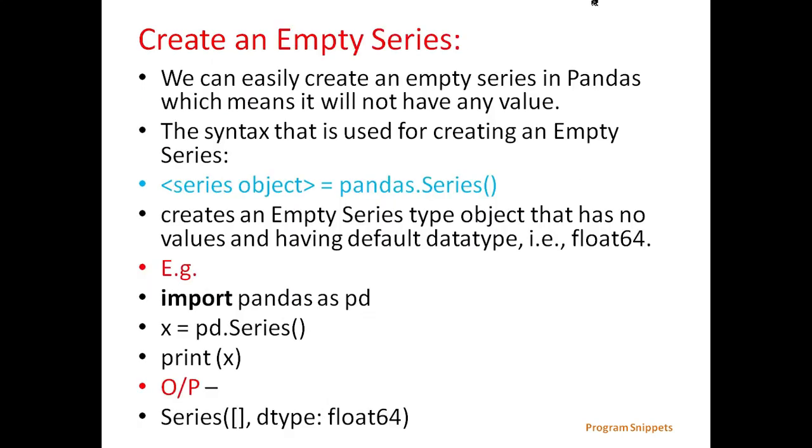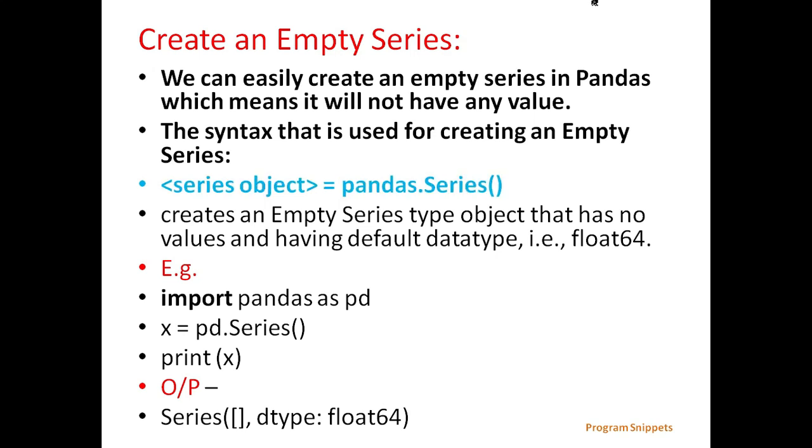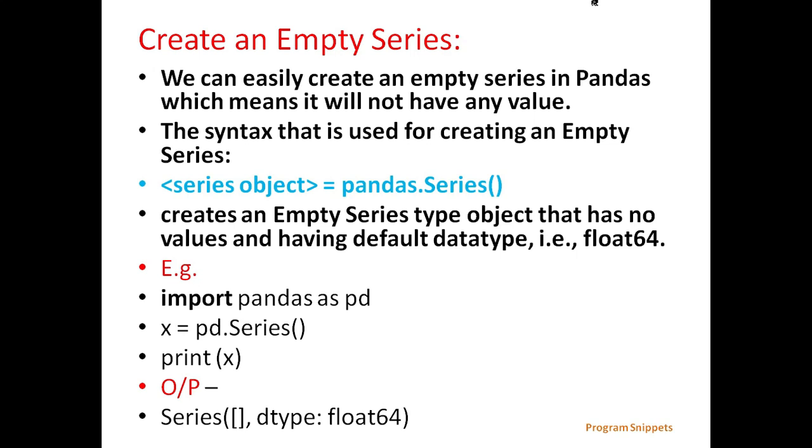First we will see creating an empty series. We can easily create an empty series in Pandas using the syntax series object equal to pandas.Series. This syntax will create an empty series that has no values, but the default data type is float64. For example, if we use the syntax import pandas as pd, x equal to pd.Series, and print x, it will create output as empty Series with dtype as float64.